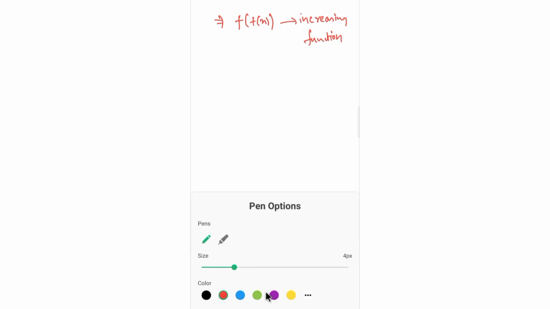Now make sure you find the point. So basically we got to the conclusion that f of x is an increasing function, isn't it? F of x is an increasing function, but we have no idea from where it starts. Okay, what is the range? So let us put the value that has been given to us.